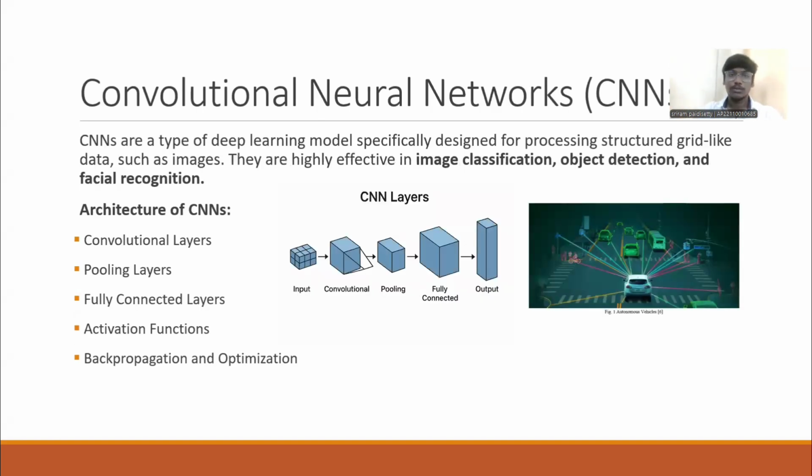And coming to the next one, CNN. CNNs are a type of deep learning model specifically designed to process structured grid-like data such as images. They are highly effective in image classification, object detection, and facial recognition. CNN is mostly used nowadays in self-driving cars, which have sensors that help in detecting objects coming in front of us. And the architecture of CNN is first the convolutional layer, and after that pooling layers. After that, fully connected layers, activation function, backpropagation, and optimization.